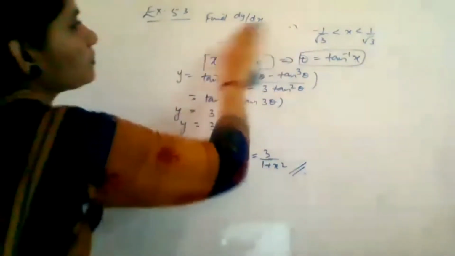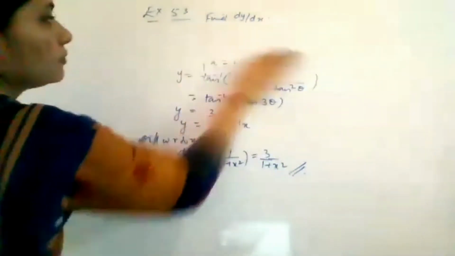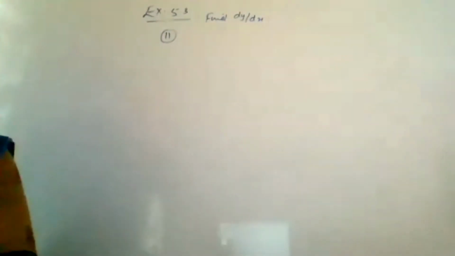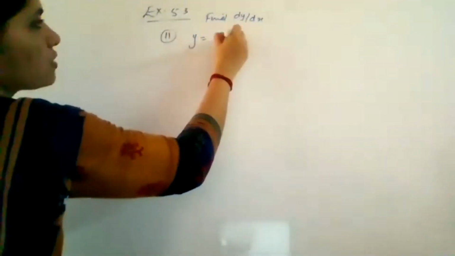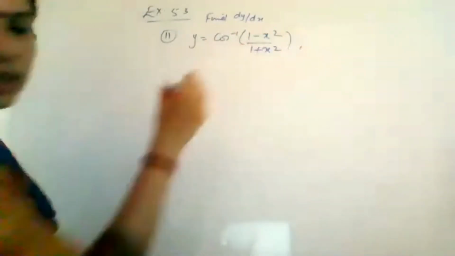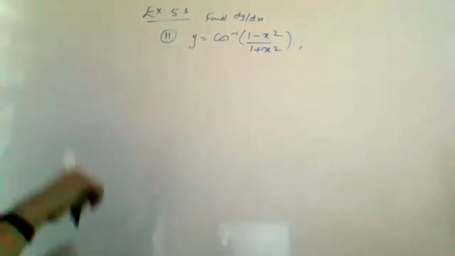Next one. Eleventh question. y is equal to cos inverse of (1 minus x square) by (1 plus x square), and the condition for x is given to be 0 less than x less than 1.